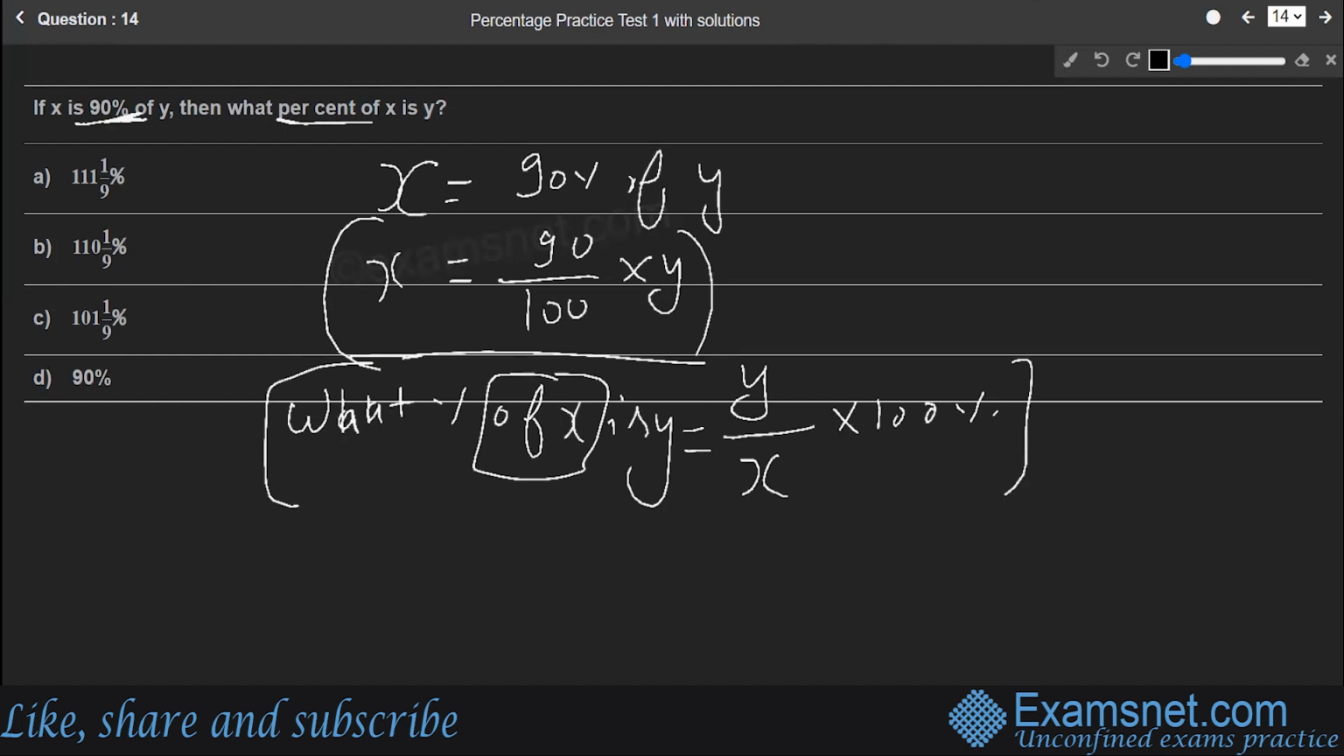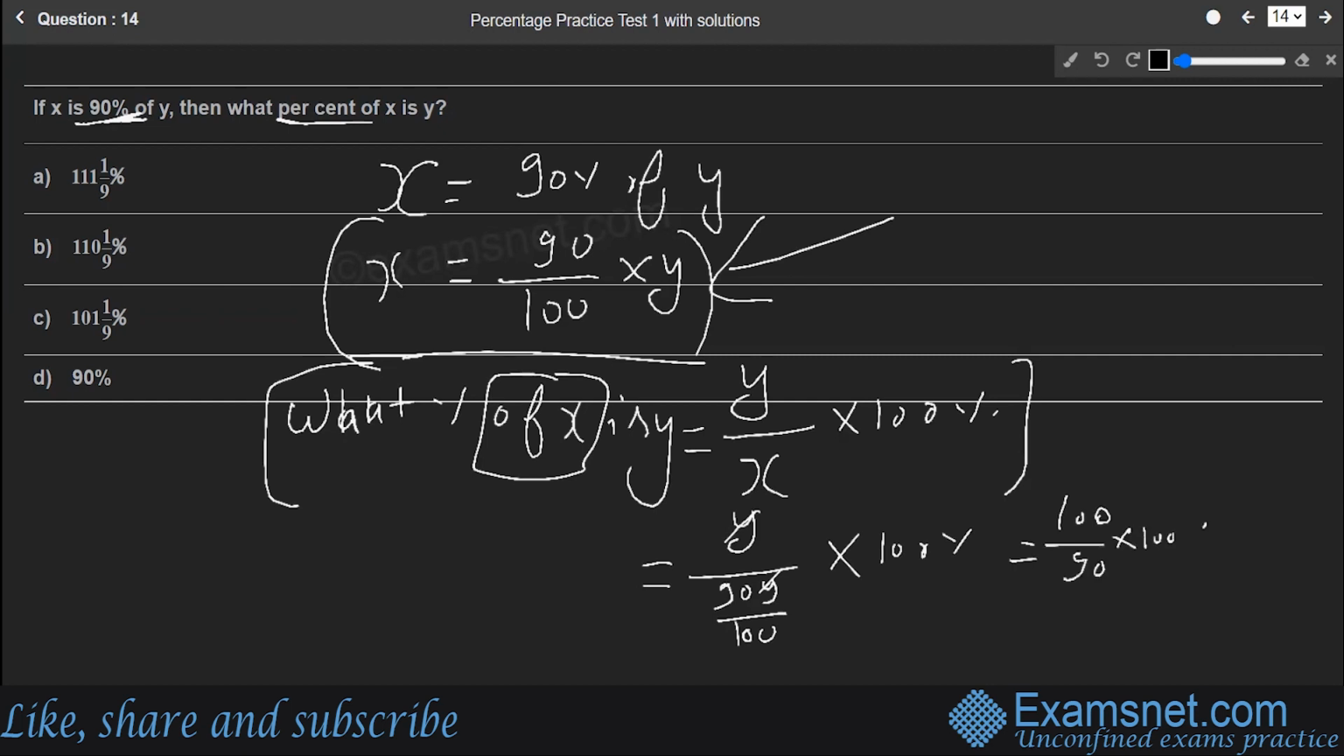So we can put the values that we have in this particular formula. Y is as it is, y by x. X has recently been made as 90y by 100. So in place of x, we'll write 90y by 100 into 100%. So we are supposed to solve this. Clearly the y and y get cancelled. 1 over 90 by 100 is 100 by 90. So it's going to be 100 by 90 into 100%. If you solve this further, this becomes 1000 by 90%. That is nothing but 100 by 9%.